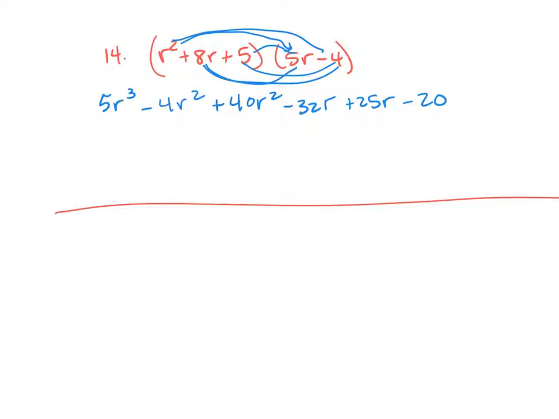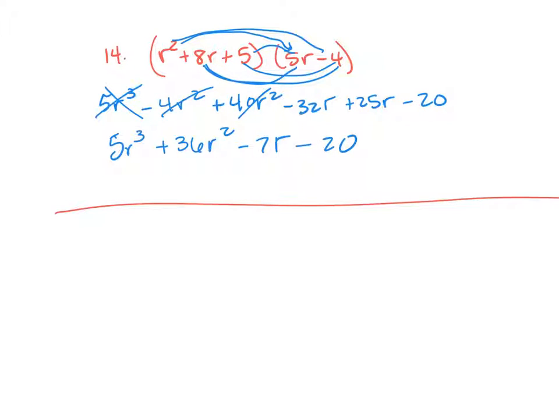And then you combine like terms. So it's 5r cubed. And then 40 minus 4 is plus 36r squared. Okay, so then we have -32 plus 25 is -7r. And then minus 20. That should be the answer.